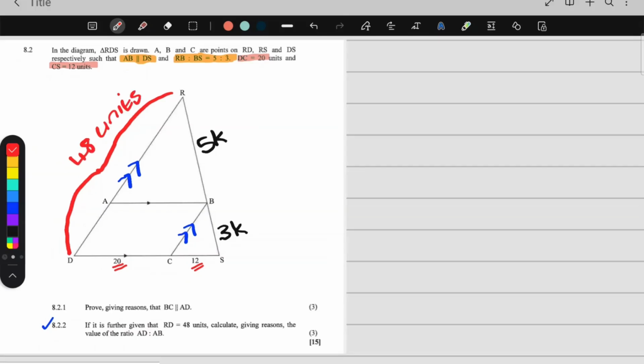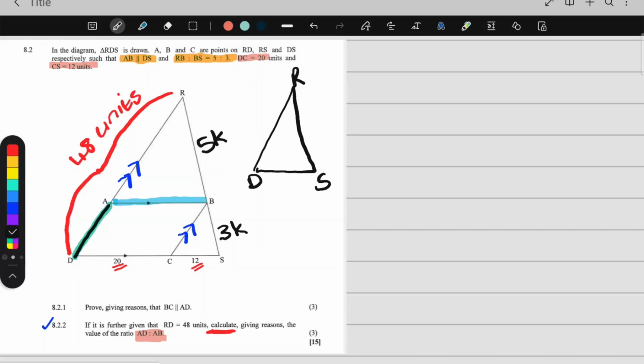And then it says calculate, and you have to give your reasons, the value of the ratio AD is to AB. So we have to calculate AD is to AB. I'm going to start with AD. So maybe I can just work out the length of AD, and then I can work out the length of AB, and then write those two answers as a ratio. So let's start with AD. If you take out triangle RDS, if you take that triangle out, it's given that this line is parallel to that. So that's a prop theorem triangle.